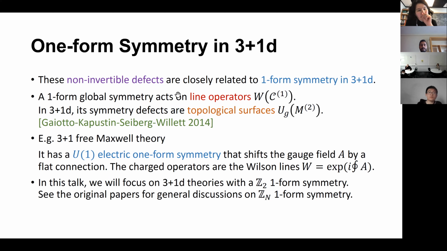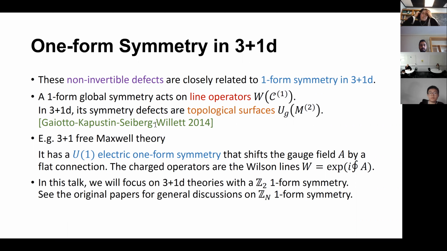So a canonical example of theories with one-form symmetry is the 3+1d free Maxwell theory. The theory has a U(1) electric one-form symmetry, which shifts the gauge field A by a flat connection. Because we shift the gauge field A by flat connections, the field strength will be invariant, so the action will be invariant. That's why it's a global symmetry of the theory. And the operators that are charged under this electric one-form symmetry are the Wilson lines in the free Maxwell theory. In this talk, I'll be focusing specifically on 3+1d theories with a Z2 one-form symmetry.